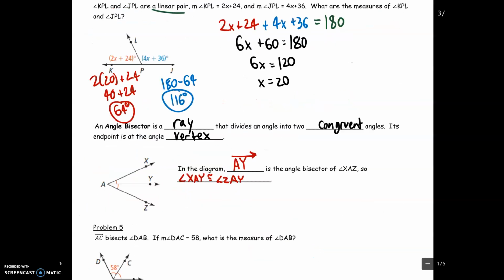A little interruption in the video there, but the next term is going to be an angle bisector. We've seen segment bisectors before. If you remember what that means, it means that I have just any kind of ray, line, or line segment that cuts a segment into two congruent pieces.